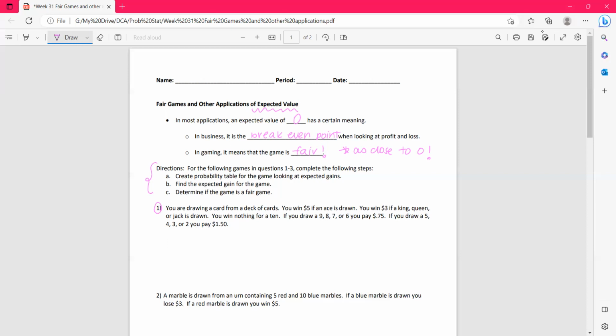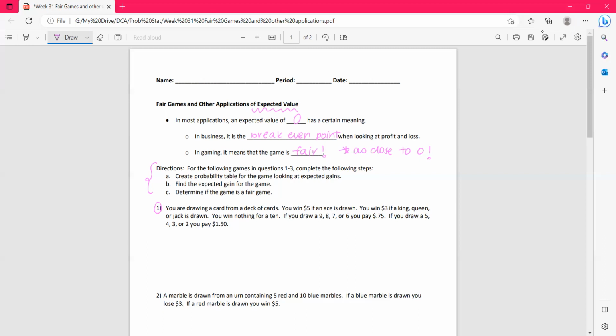Okay, so it says you are drawing a card from a deck of cards. You win $5 if an ace is drawn. You win $3 if a king, queen, or jack is drawn. You win nothing for a 10. If you draw a 9, 8, 7, or 6, you pay 75 cents. If you draw a 5, 4, 3, or 2, you win $1.50. So we're going to go ahead and answer these questions in the directions.